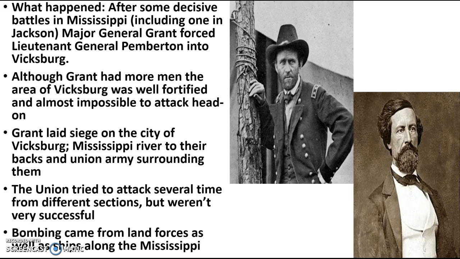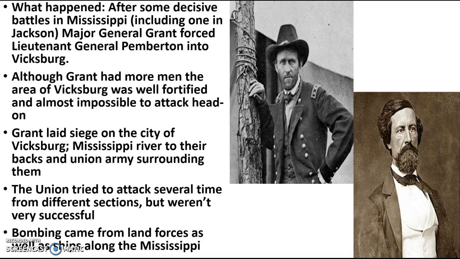Their defenses around the city were very good, and they had the Mississippi River behind them. That was a blessing and a curse at the same time. Grant laid siege on the city of Vicksburg, and like I said, the Mississippi River was on their backs. So the Union surrounded them and let the river surround them as well.